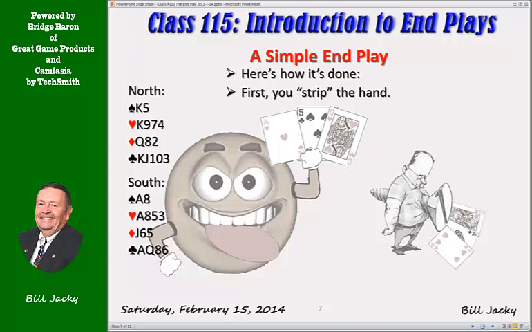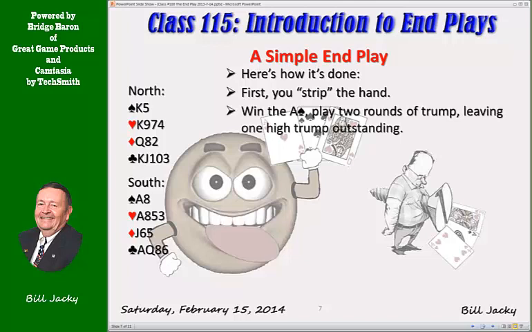So we strip the hand of the other suits. We win the ace of spades, play 2 rounds of trump. We're lucky they split 3-2. The queen is outstanding. We're going to lose the queen of hearts, but that is the throw-in card, ultimately.